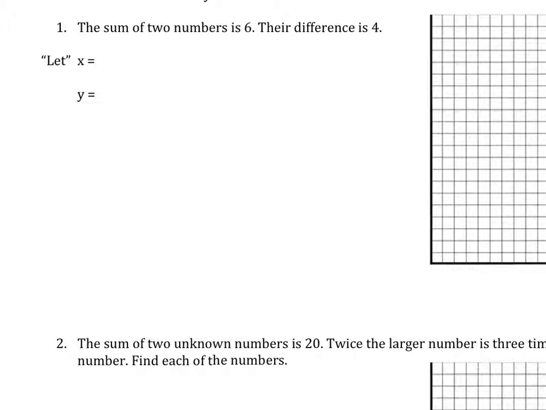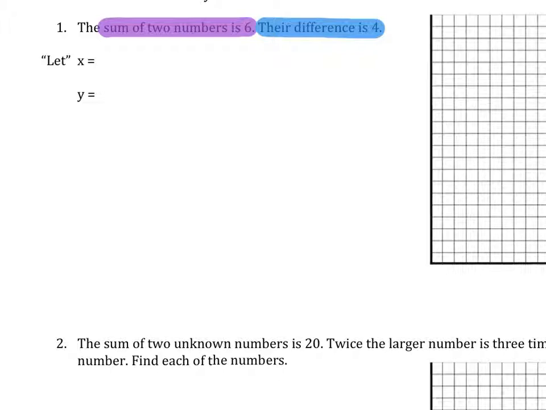And finally, I want to talk about an example like this. Here, the problem says that the sum of two numbers is 6, and their difference is 4. And so if we follow our steps, first we're going to highlight. So I see the sum of two numbers is 6, and I also see their difference is 4. Two very important aspects of information.